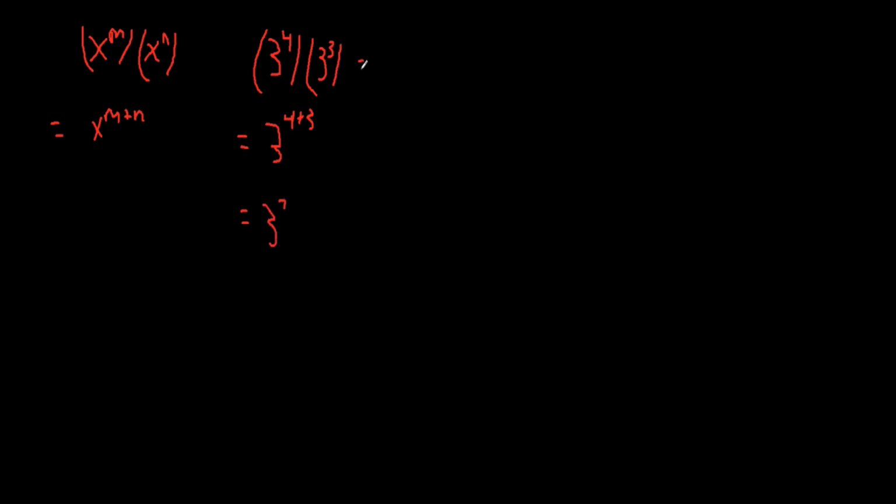And this works because if we write this out, we have 3 times 3 times 3 times 3. So that's 3 to the 4. And then for 3 to the 3, we have 3 times 3 times 3. So if we count, we have 1, 2, 3, 4, 5, 6, 7 threes, and that's why we get 3 to the 7.